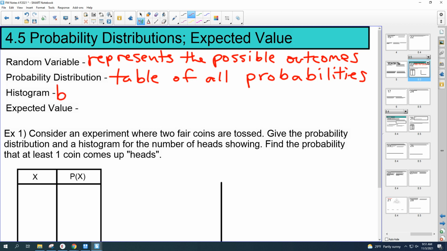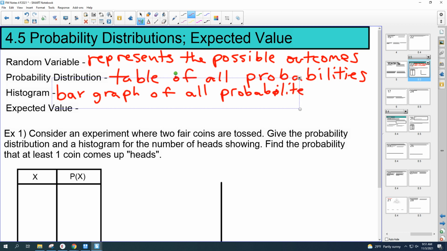Histogram is a bar graph of all probabilities. Probability distribution and a histogram show the same exact information. There's an I in there. Same information, but just in a different way.